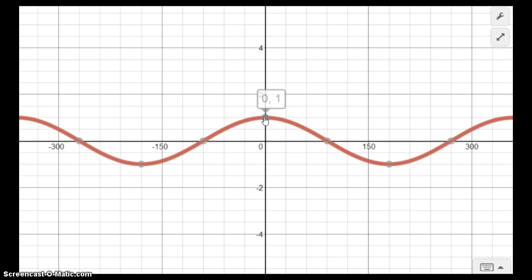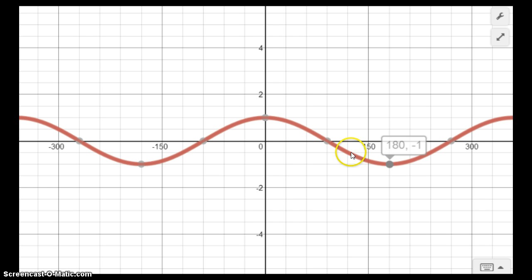Notice that the function ends at that point. So the end of the cycle at 360 degrees finishes at 1. The minimum is halfway in between the beginning and end of our cycle. The minimum is at 180 degrees, -1.